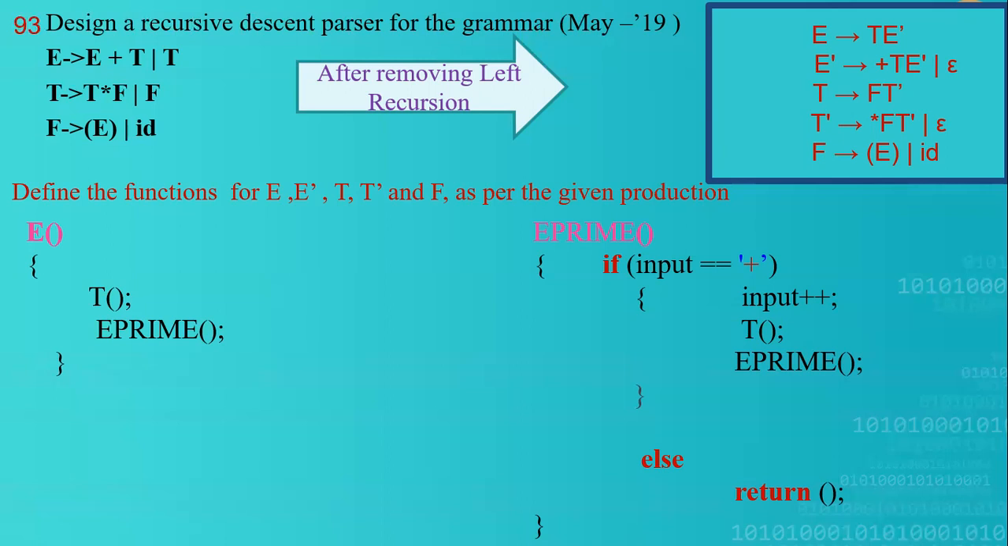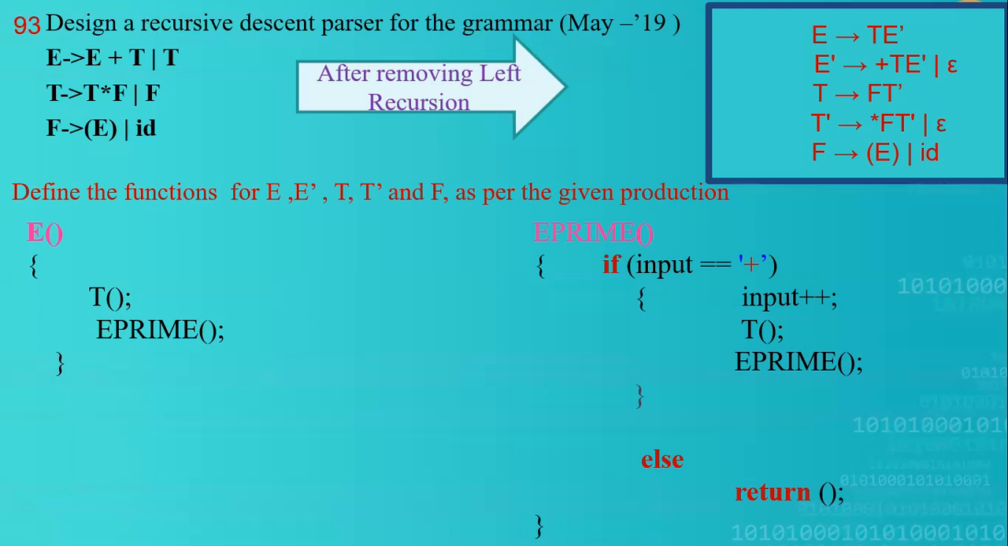This is a recursive function call; the function will be calling itself again. Once this is completed, we can exit from this recursive function by using the else part. For epsilon, we return nothing; we have to do nothing, so we use an else part. Next are T, T prime and F.